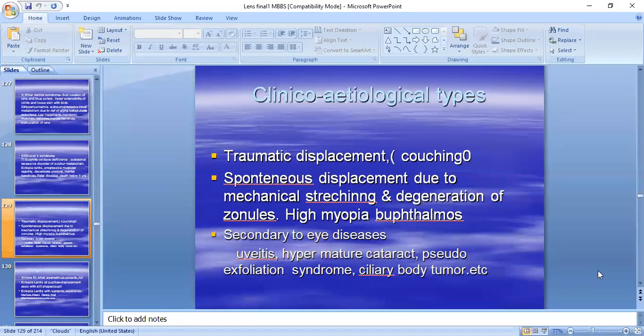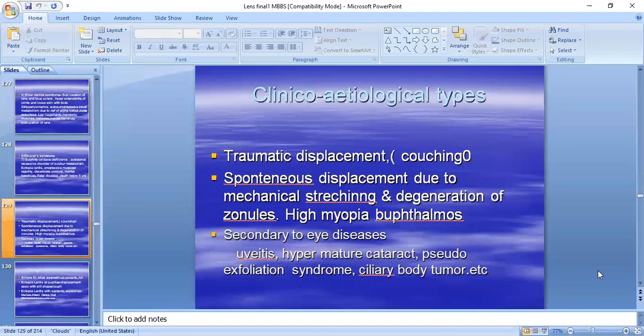Spontaneous displacement can occur due to mechanical stretching and degeneration of the zonules, as in high myopia and buphthalmos. Secondary to eye diseases, in uveitis, there can be a subluxation of the lens. In hypermature cataract, you see zonular weakness, and this can give rise to a subluxation of the lens.